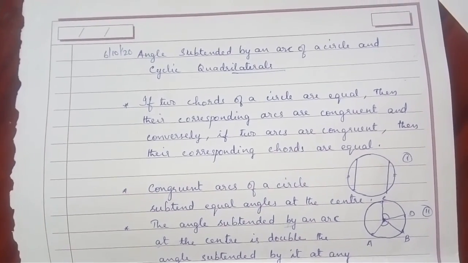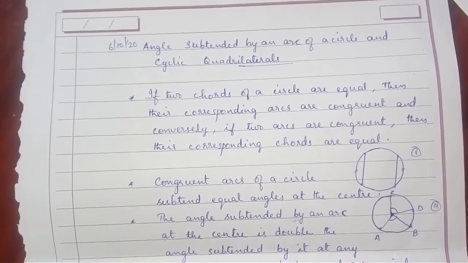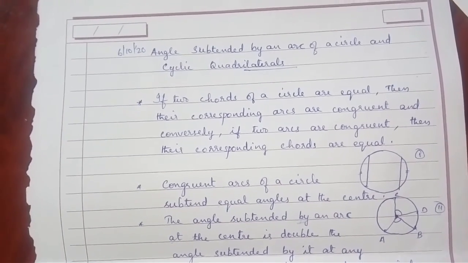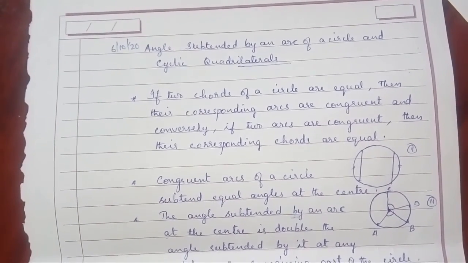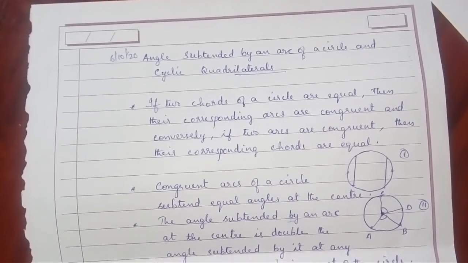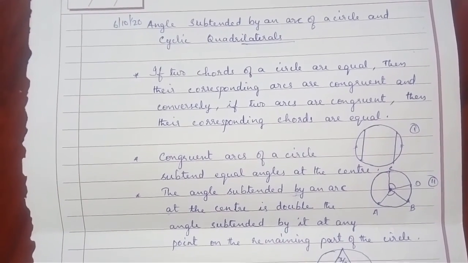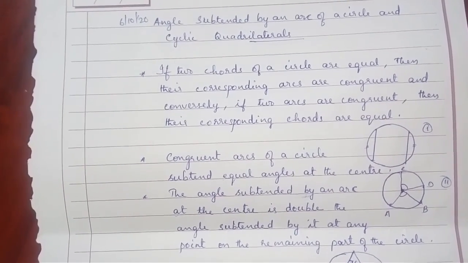Hello children, we can do the next topic, angle subtended by an arc of a circle and cyclic quadrilaterals. We studied what is an arc of a circle, then how the angle subtends. We can see here, the first one, some definitions are given here, its explanations I am giving now.